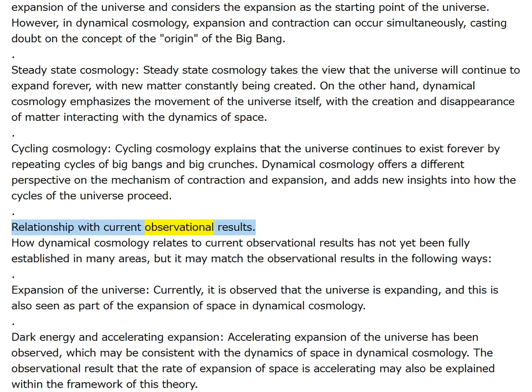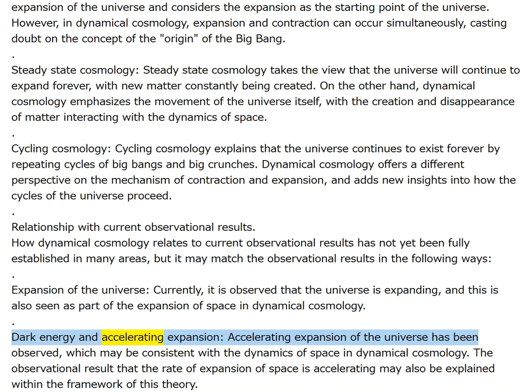Relationship with current observational results. How dynamical cosmology relates to current observational results has not yet been fully established in many areas, but it may match the observational results in the following ways. Expansion of the universe. Currently, it is observed that the universe is expanding, and this is also seen as part of the expansion of space in dynamical cosmology.